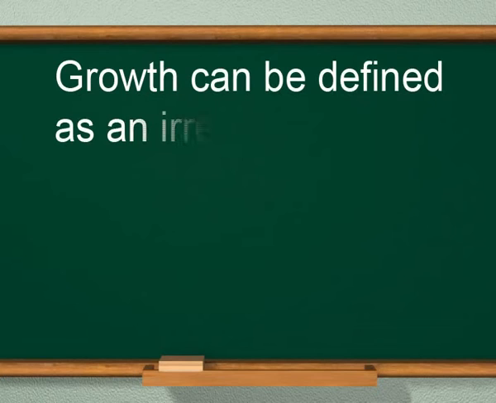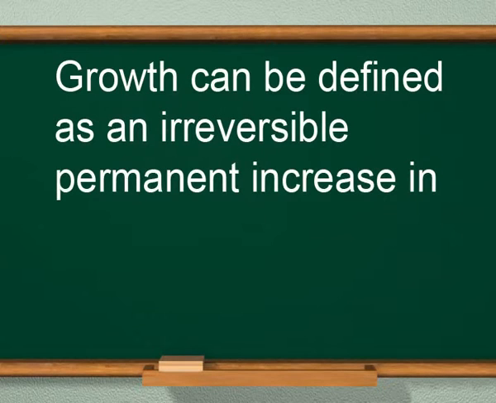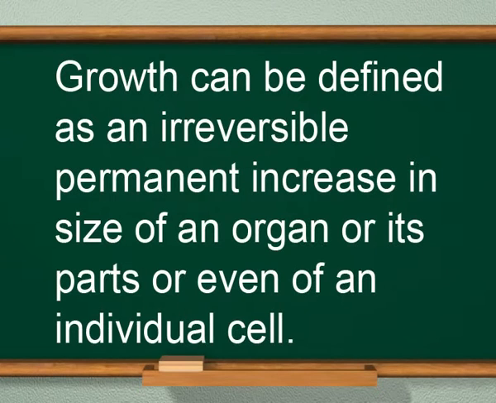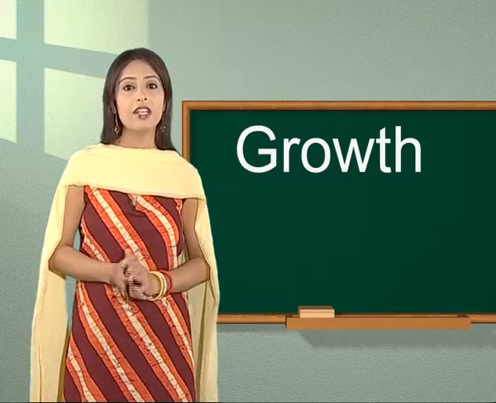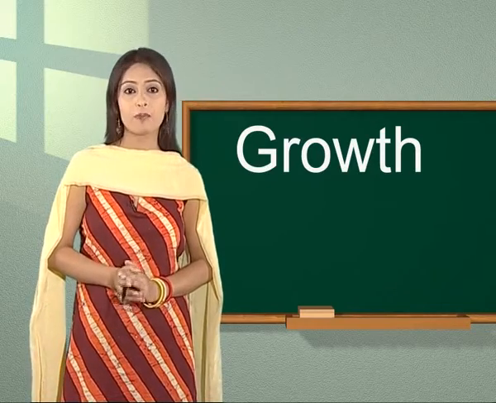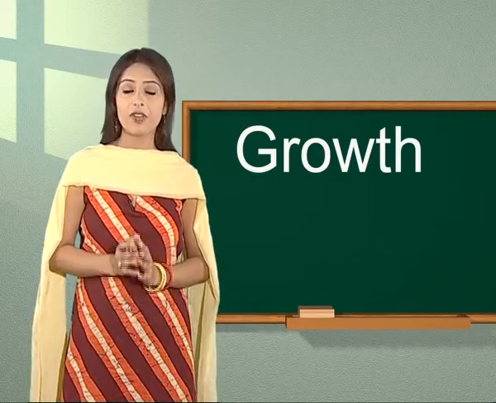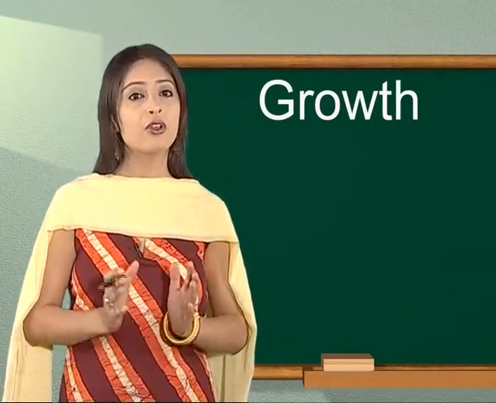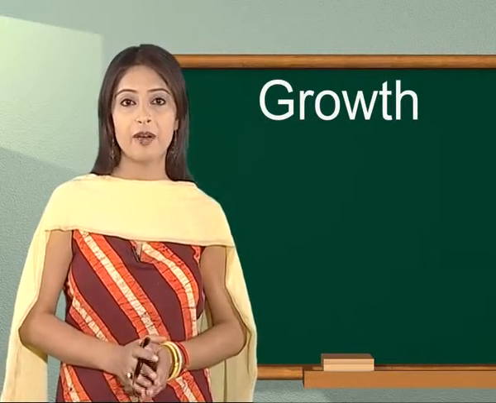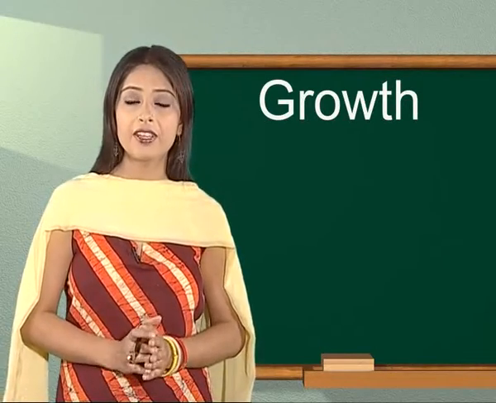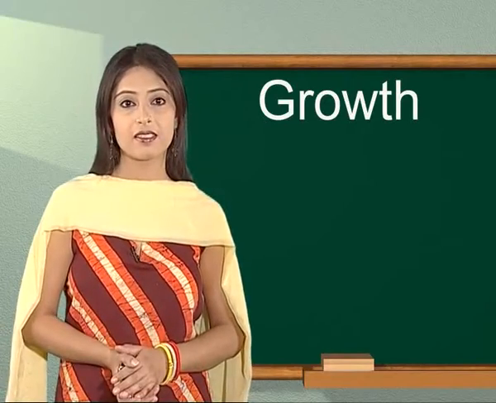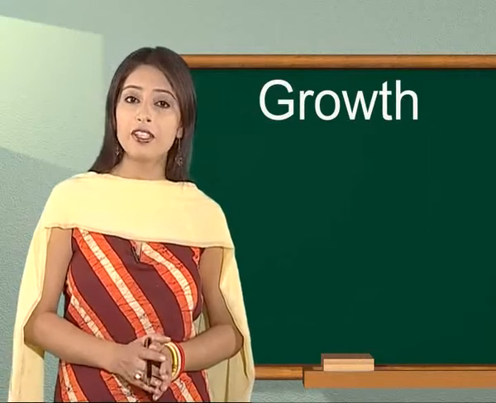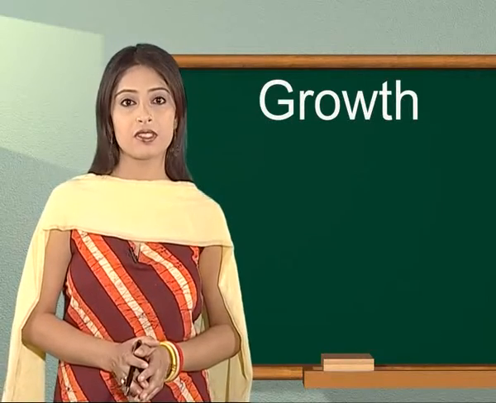Growth can be defined as an irreversible permanent increase in size of an organ or its parts or even of an individual cell. Generally, growth is accompanied by metabolic processes which require a lot of energy, as plants, like other organisms, are made up of cells. Growth involving an increase in cell number by cell division and increase in cell size takes place. Plants have indeterminate growth and as long as they live, continue to add new organs and tissues.